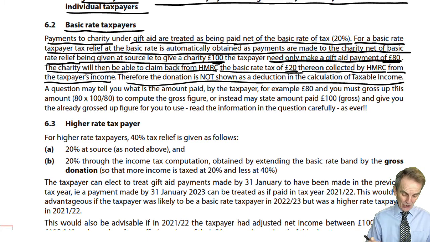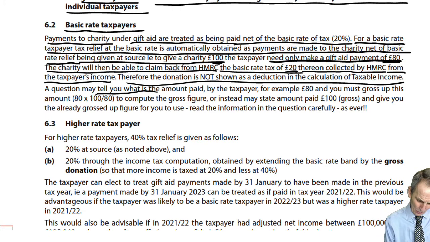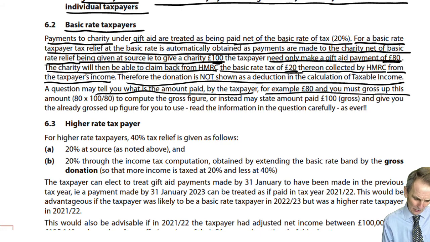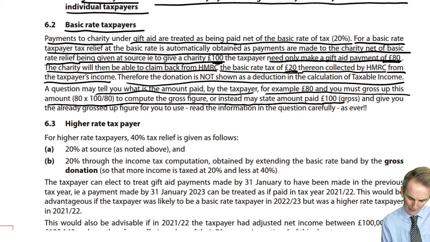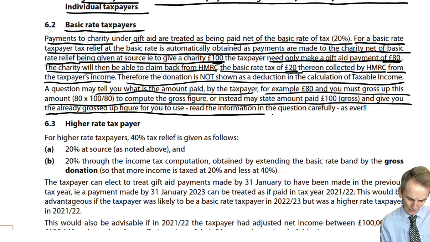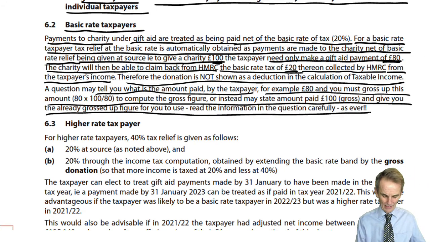Now that's how it works. What have you got to do in terms of dealing with this issue in your exam question? Well, as I say, if you're only a basic rate taxpayer, then there isn't anything else to do. A question may tell you what is the amount paid by the taxpayer, for example, £80. You must gross this up to compute the gross figure, or instead it may state amount paid £100 gross and give the already grossed up figure for you to use. Read the information in the question carefully.